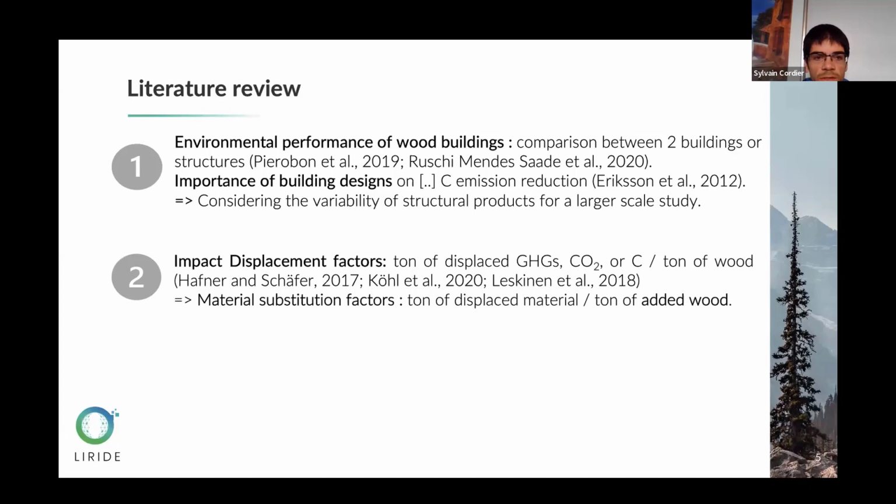Also, the literature used to present substitution factors or displacement factors, mainly greenhouse gas, CO2 or carbon displacement factors, which is the amount of carbon displaced per ton of wood used. All these factors contain certain sources of uncertainty from the LCA. Among those is the amount of material product that is substituted, because it mainly depends on the type of material, the type of project that is substituted by wood, and also the building architecture.